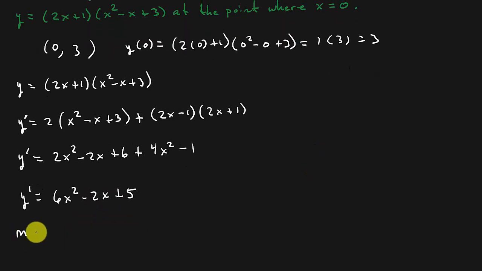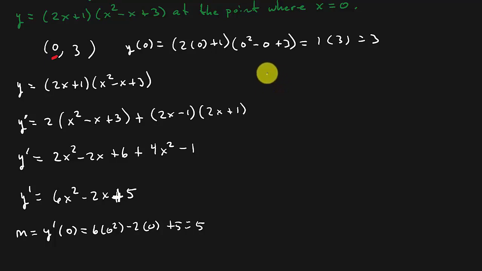All right. Now we need the slope. So the slope is the derivative evaluated at the x coordinate. It's evaluated at this x coordinate here. And so y prime of 0 is equal to 6 times 0 squared minus 2 times 0 plus 5, which equals 5. So this is our slope.